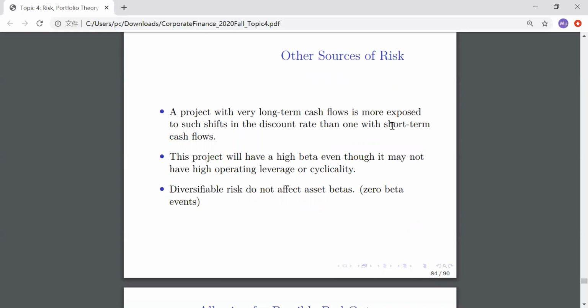And again, diversifiable risk here does not affect asset beta, right? Just like the example I talked about, a pharmaceutical company. It's a firm-specific risk. So in that case, they are like zero beta events.